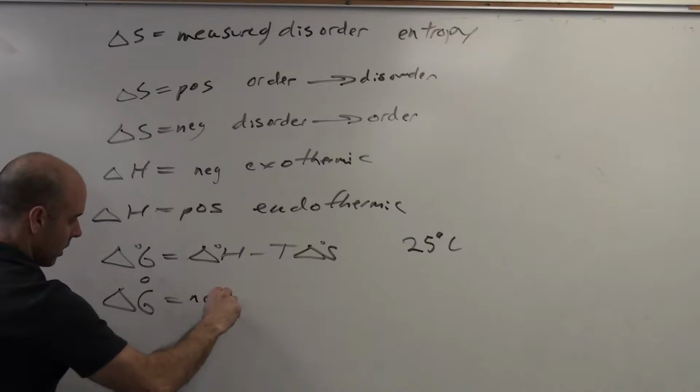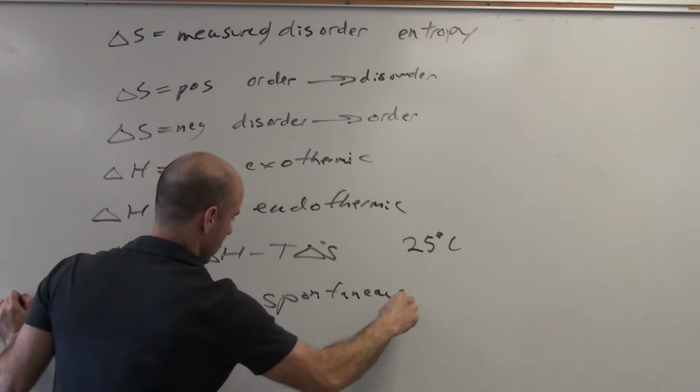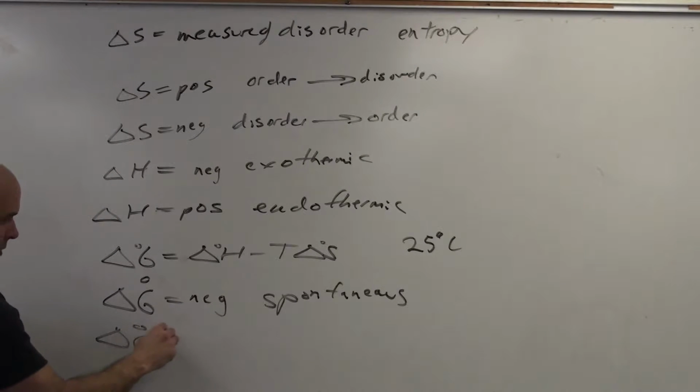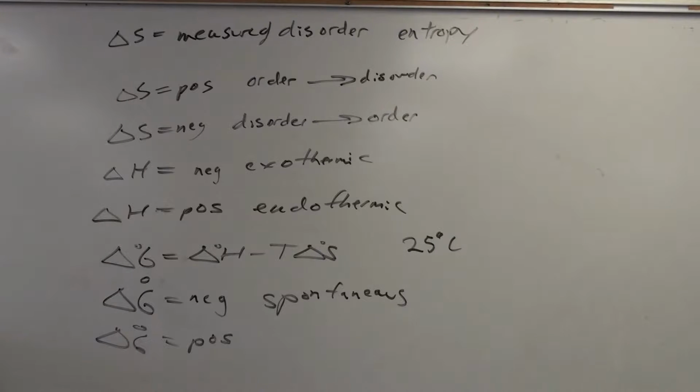So if delta G is negative, what does that mean? Reaction is spontaneous. Yep, spontaneous. And if delta G is positive, then it means no, it's not spontaneous.